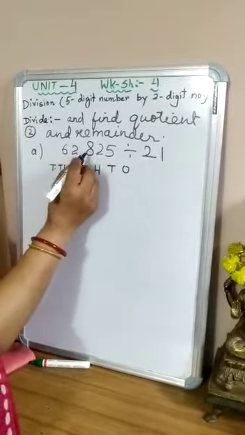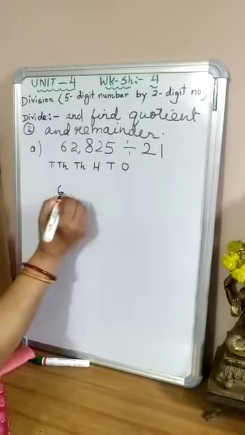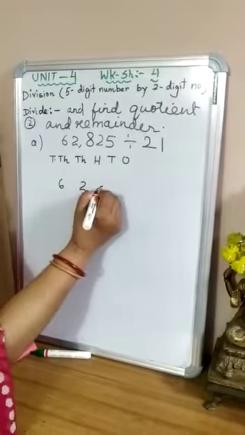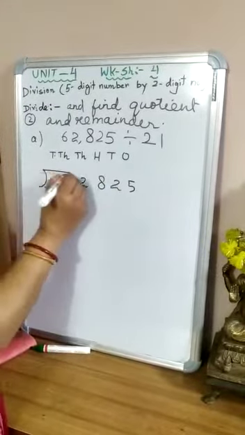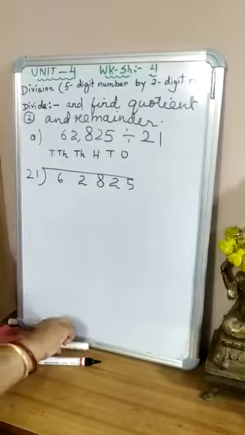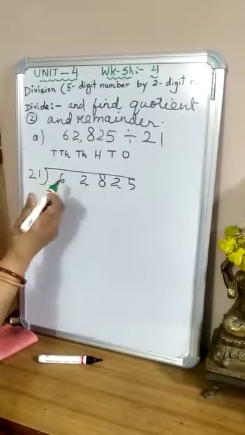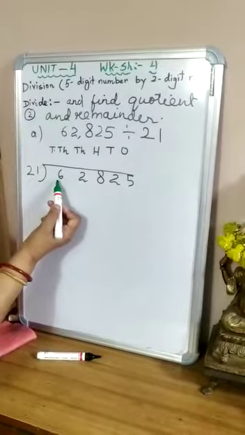62,825 is the dividend. So I am writing here 6 ten-thousands, 2 thousands, 8 hundreds, 2 tens, 5 ones. It will be divided by 21, a 2-digit number. So here, all of you see, according to the division I have told you, we start from the extreme left side, the highest place value, 60,000.